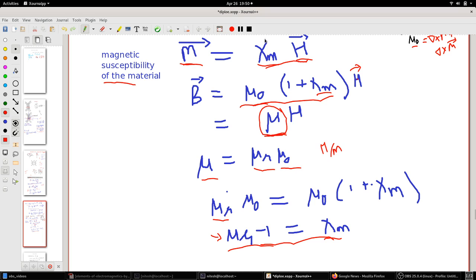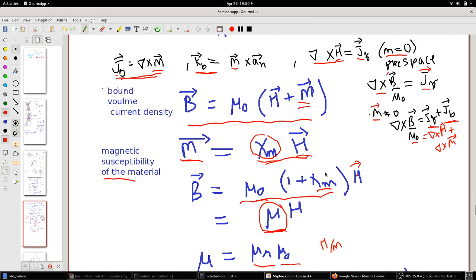Psi m is a dimensionless quantity. Mu r is the relative permeability of the material. Mu 0 is the permeability of free space. So what you should be interested in is the equations which will be useful.